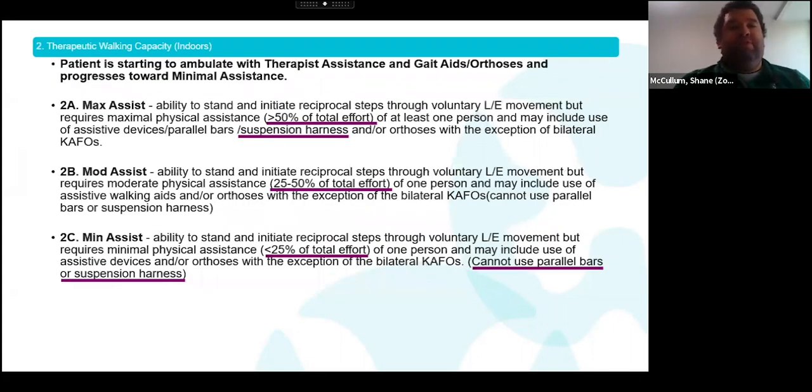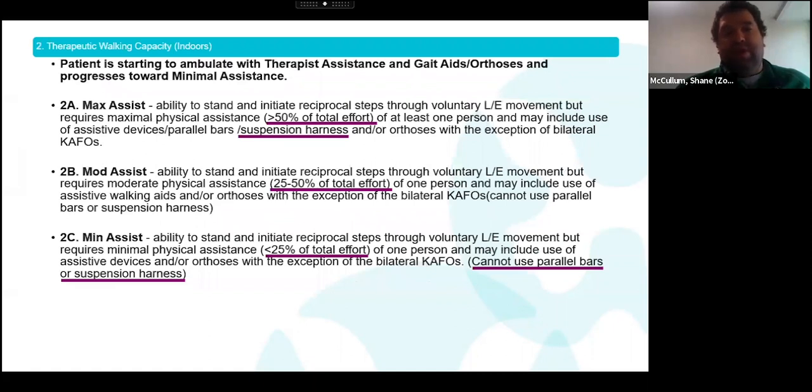So this is individuals who are able to walk but still require hands-on assist. So there's max assist, mod, and min. A few things to point out. For a 2A, they must be able to initiate reciprocal steps through voluntary lower extremity movement, but requires maximal physical assistance of at least one person. So it could be multiple individuals helping. And it could include assistive devices. And for 2A, parallel bars and suspension harness can be used as well.